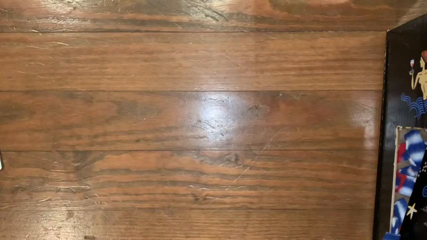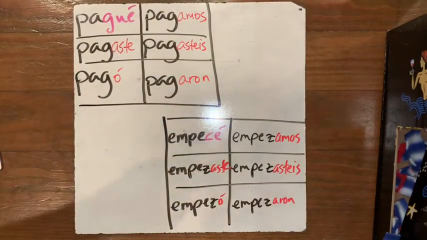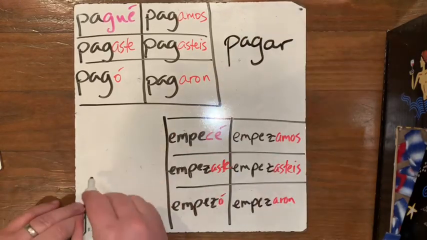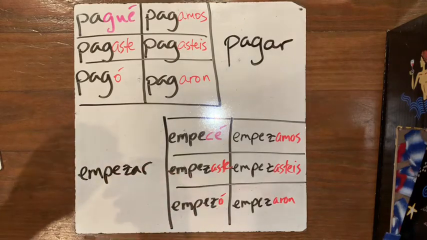I made 2 more examples for you, one for the GARs and one for the ZARs. I crammed them on one whiteboard so they're a little smaller. But here's the verb pagar. Pagar is our verb for to pay. And empezar, which is our verb for to start or to begin.